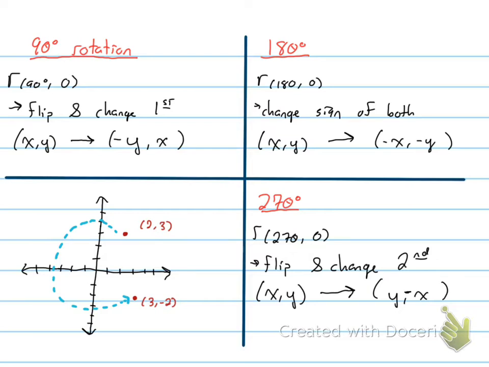Now finally, I could have a 360-degree rotation. We'll talk about this a little bit more in class, but 360 degrees will go all the way around the whole graph. So I don't really have a rule for that because I would just end up right back to where I started.